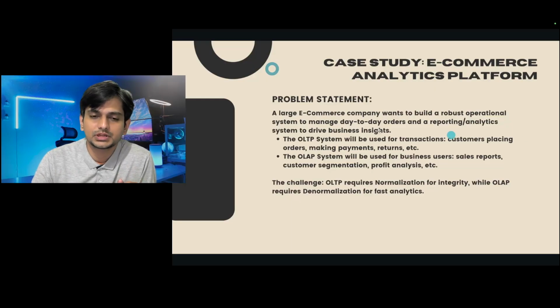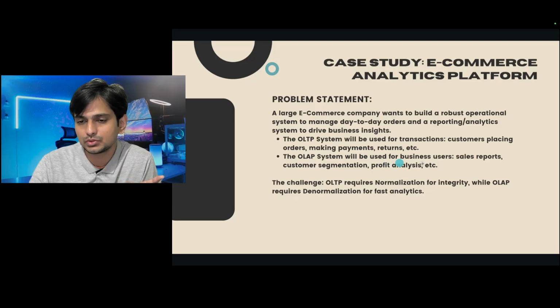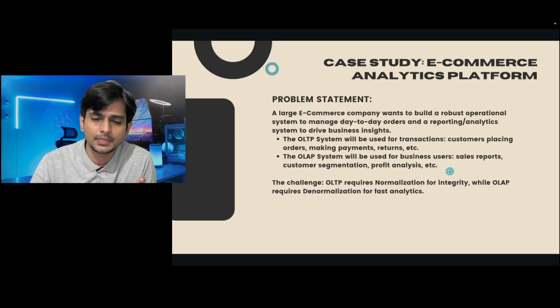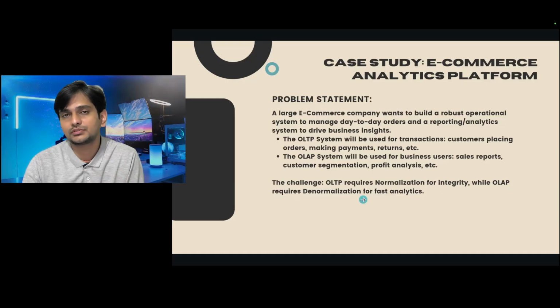So let's take this problem statement. You have a large e-commerce company that wants to build a robust operational system to manage day-to-day orders and a reporting analytics system to drive business insights. So the OLTP system will be used for transactions, customer placing an order, making payments, etc. And the OLAP system will be used for business roles, sales reports, customer segregation, profit analysis, etc. So the challenge here is OLTP requires normalization for integrity, while OLAP requires denormalization for faster analysis.